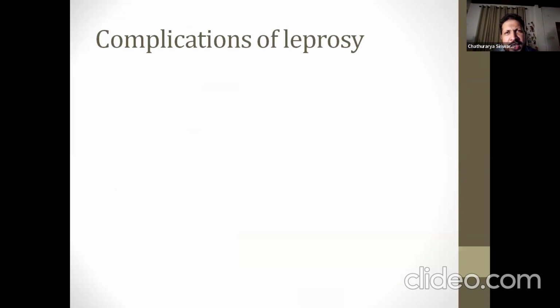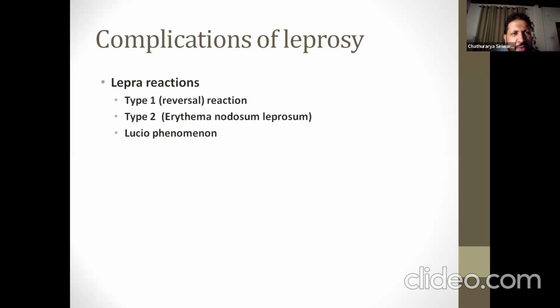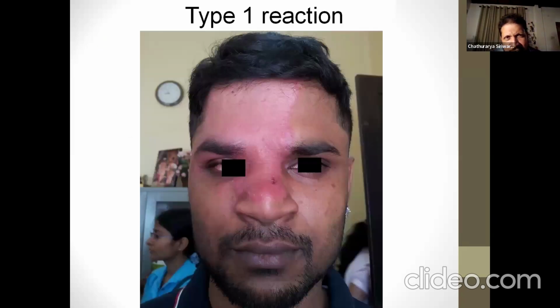So I'll just go on to the complications of leprosy. So one of the commonest complications we see in leprosy are what we call lepra reactions. These are immune reactions to the organisms, right? So we talk about a type 1 reaction, type 2 reaction, which we call erythema nodosum leprosum, and very rarely what we call Lucio phenomenon. So I'm not going to dwell much, but the significance of these is unlike the typical leprosy lesions, which develop over months to years, these can occur overnight, right? So that you need to keep in mind.